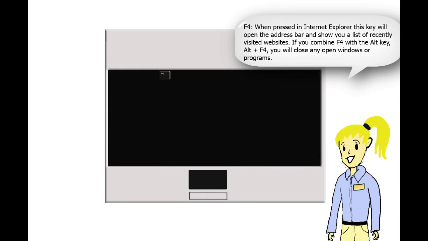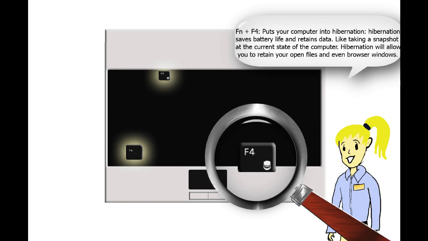F4. When pressed in Internet Explorer, this key will open the address bar and show you a list of recently visited websites. If you combine F4 with the Alt key, Alt plus F4, you will close any open windows or programs. Function plus F4 puts your computer into hibernation. Hibernation saves battery life and retains data, like taking a snapshot at the current state of the computer. Hibernation will allow you to retain your open files and even browser windows.